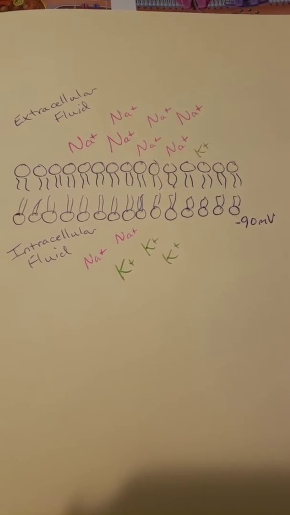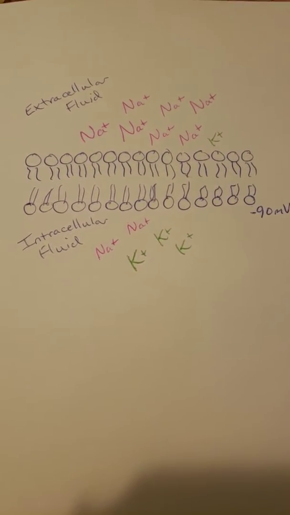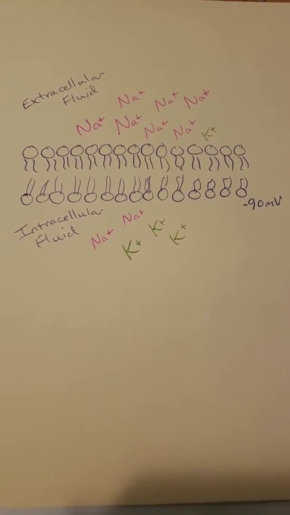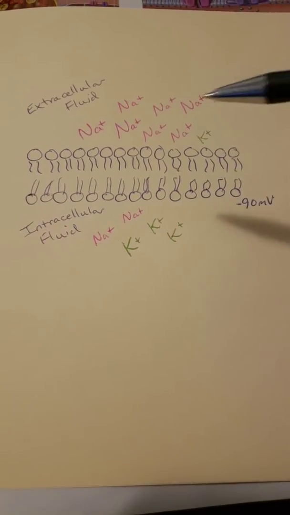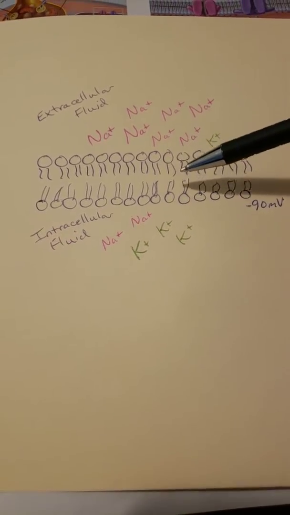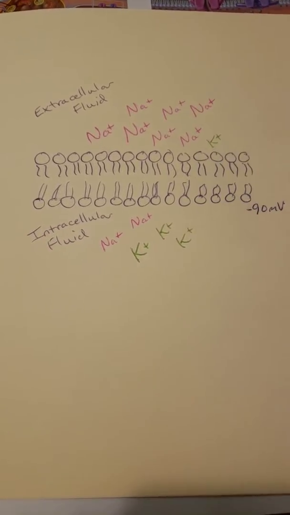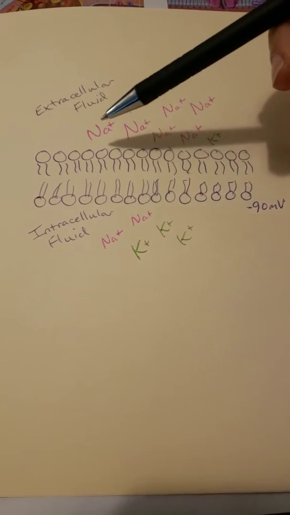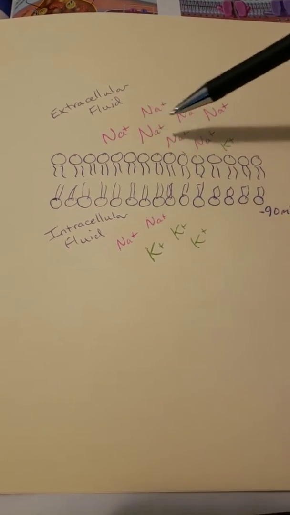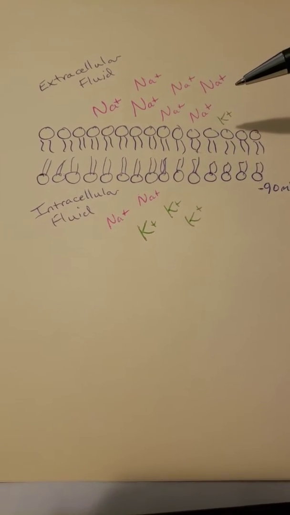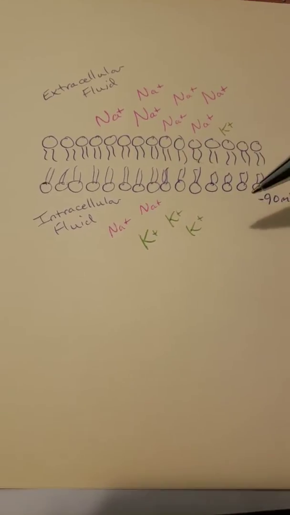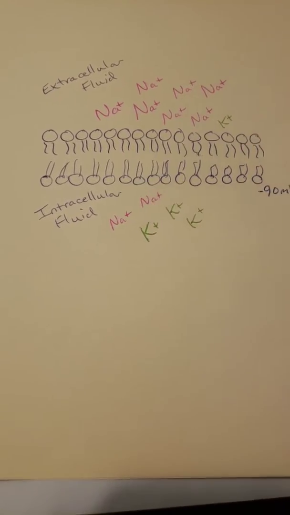This video will explain resting membrane potential and the events at the neuromuscular junction. As you can see, I've drawn a phospholipid bilayer representative of the plasma membrane. On this side of the membrane is the extracellular fluid. On this side of the membrane is the inner contents of the cell, where we have the intracellular fluid.